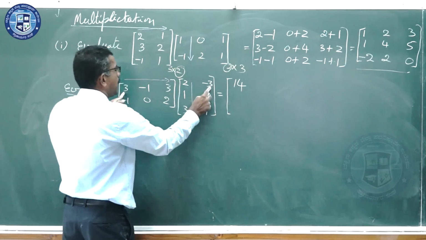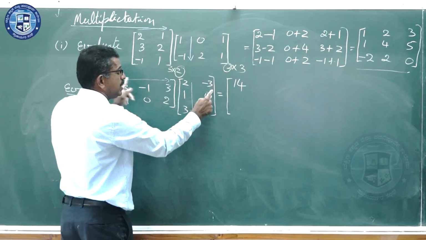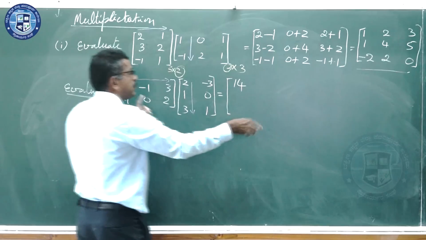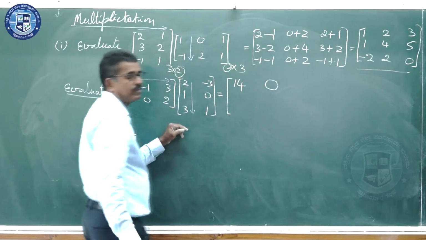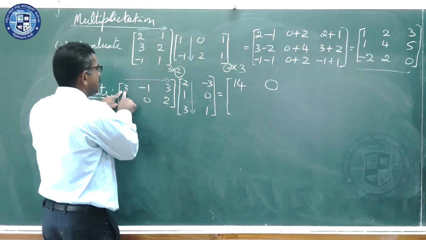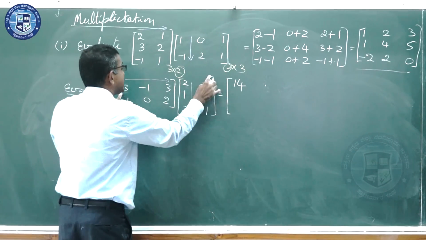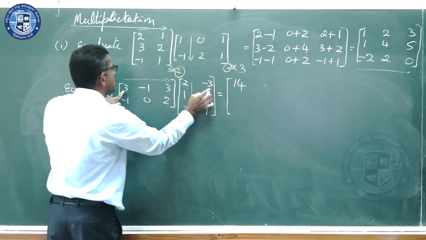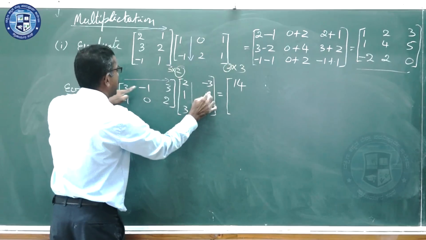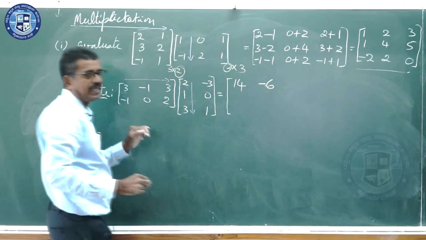Therefore, we expect here minus 3 plus 0 plus 3. Minus 3 plus 3, 0. That would be the second element. See, I did a mistake here. First row with the second column, I told, it is 3 into minus 3, it is minus 9. Minus 9 plus 0 plus 3 should be minus 6. Okay, it is minus 6.